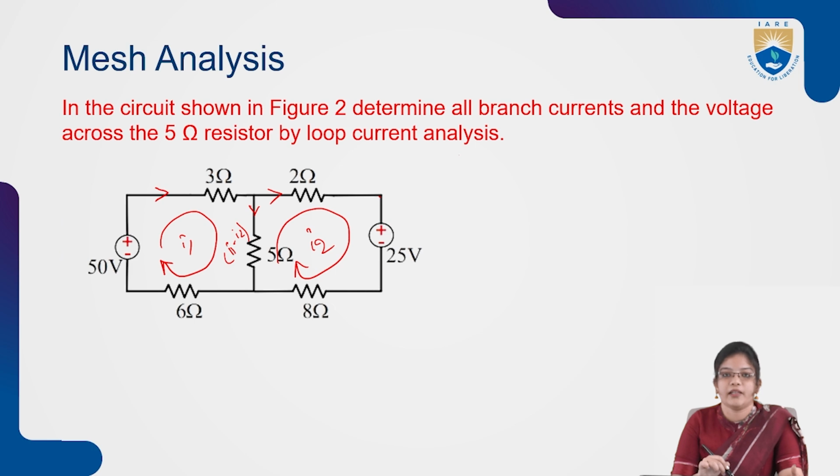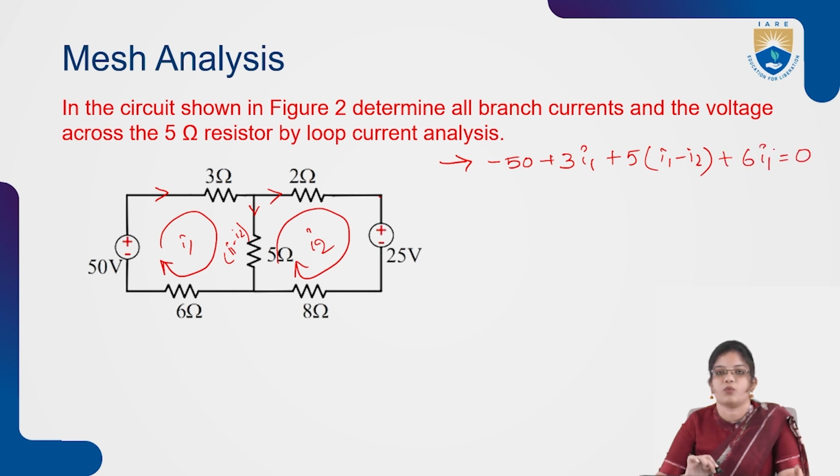So now we need to calculate the mesh currents in mesh 1 and mesh 2. If I consider mesh 1, the equation of mesh 1 is taken as, the current is flowing from negative to positive, so minus 50 plus the current across the 3 ohms resistance will be 3I1, plus for the 5 ohms with respect to the first current, I am taking it as I1 minus I2. And the current flowing in the 6 ohms will be plus 6I1, equals 0.